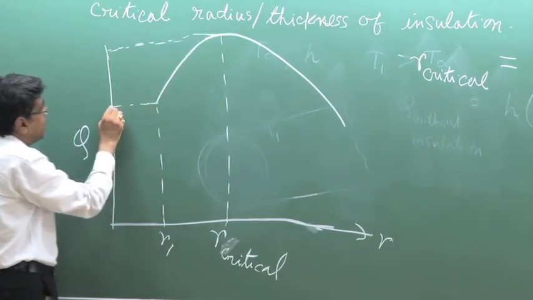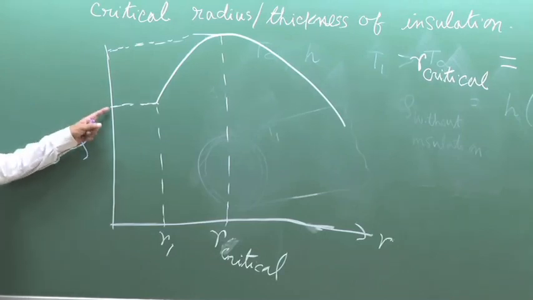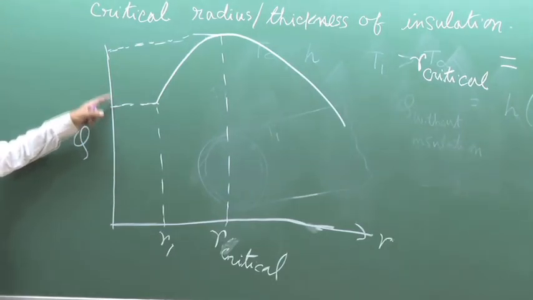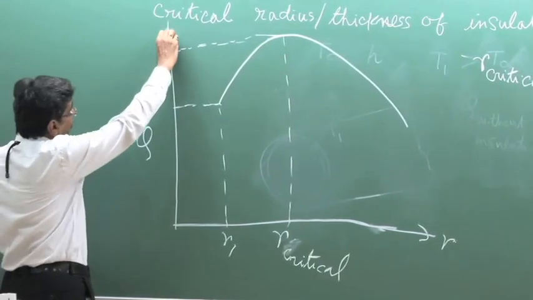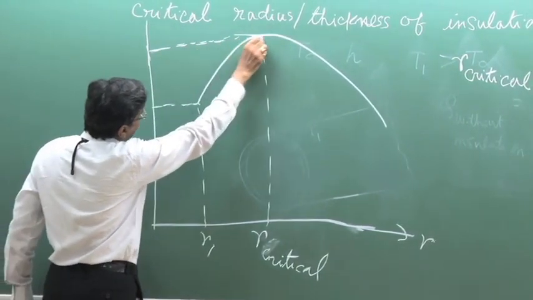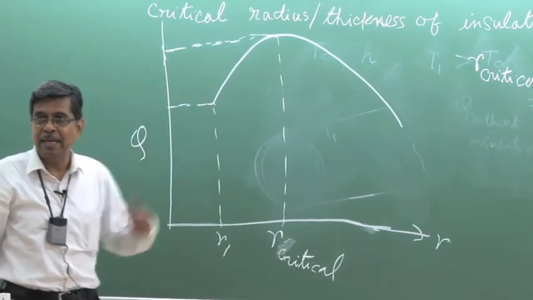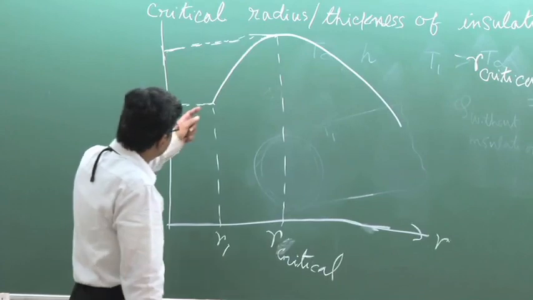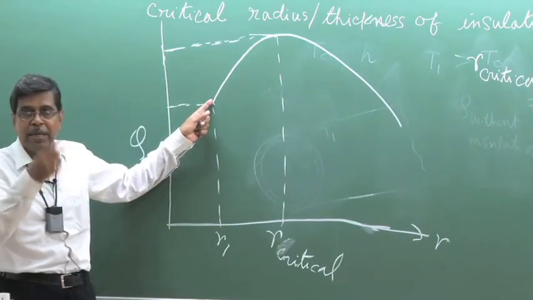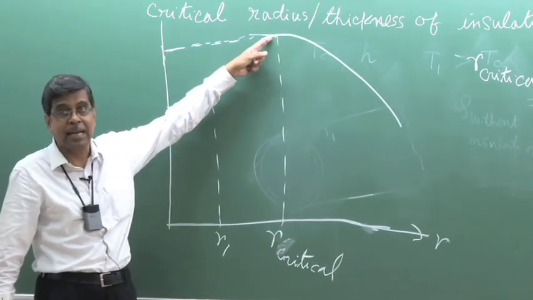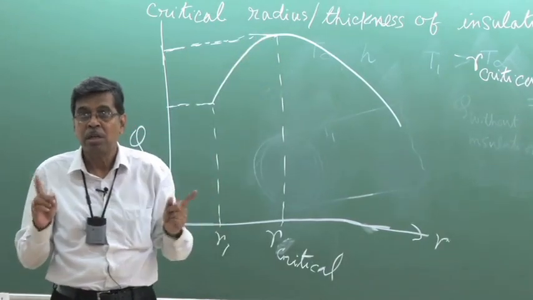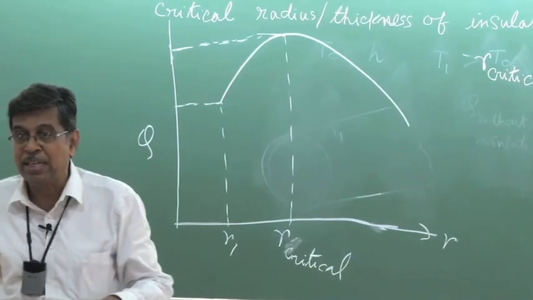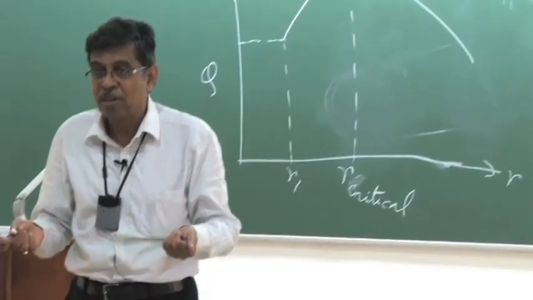Now this is the heat loss from the bare pipe, and this is the heat loss when the insulation radius is R critical. That means if I go on increasing the radius, adding insulating material to increase this radius up to R critical, we are rather not serving the purpose of insulation. We are serving the opposite purpose. We are increasing the heat loss.